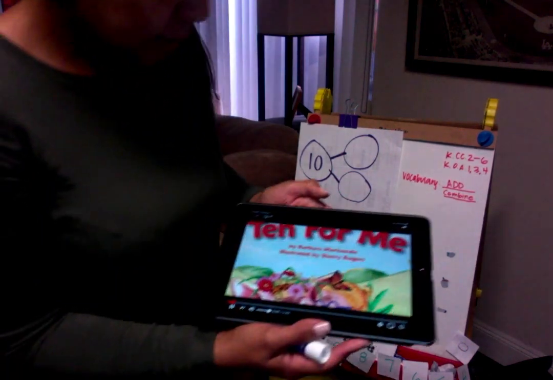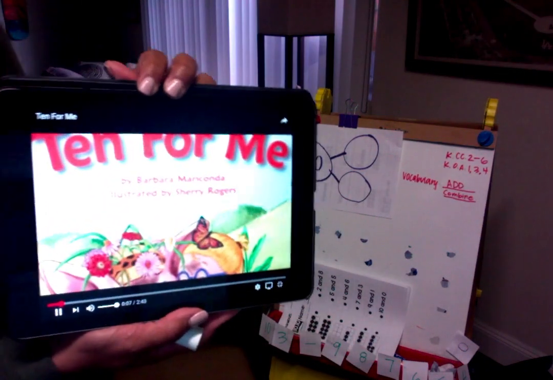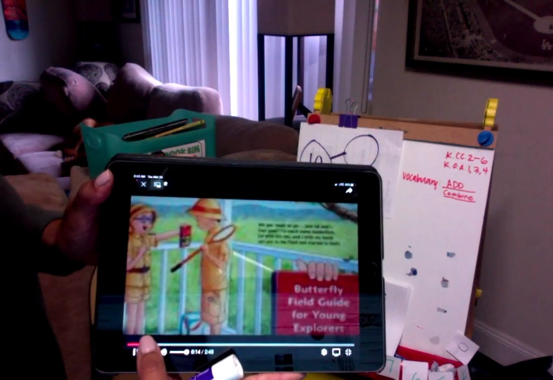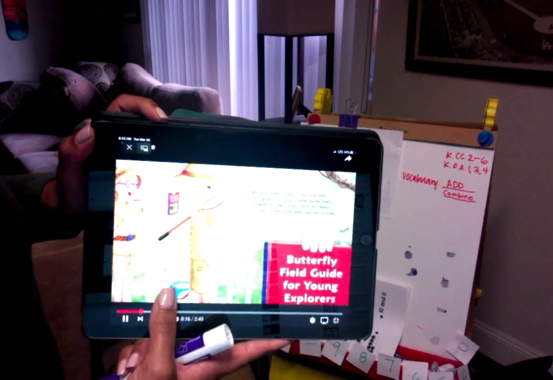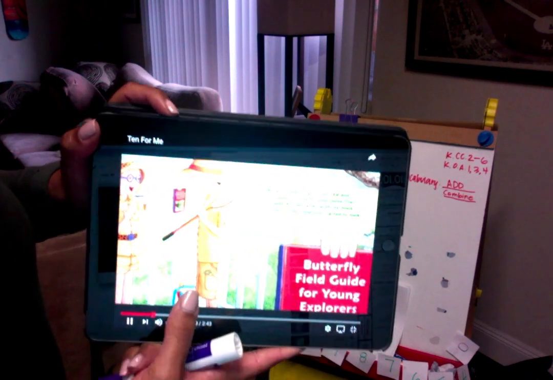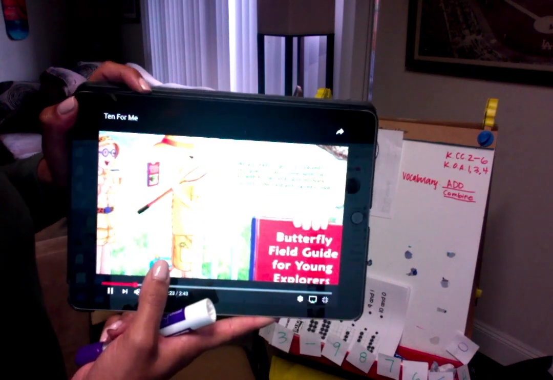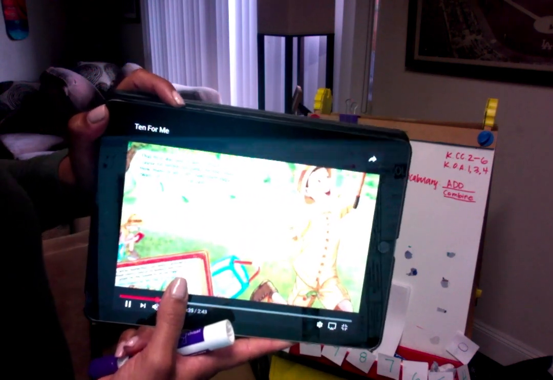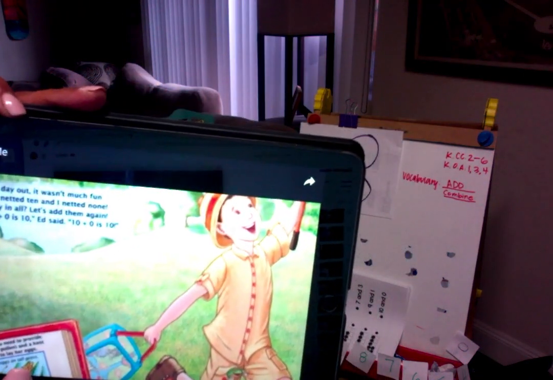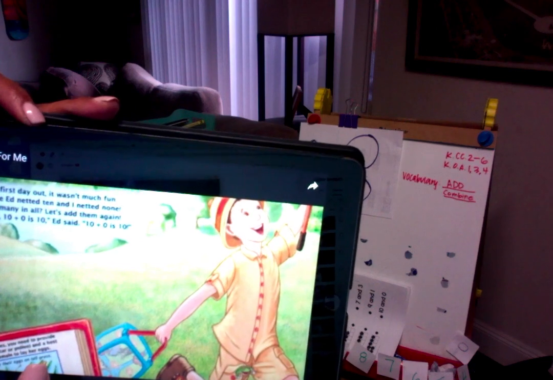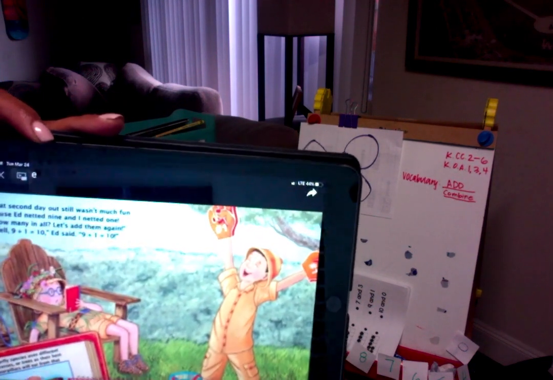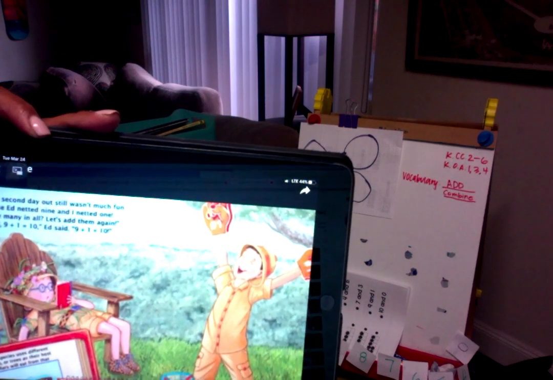All right. 10 for me. Okay. We got ready to go, just Ed and I. Our goal is to catch some butterflies. Ed with his net and I with my book set out in the field and started to look. The first day out, it wasn't much fun. Ed netted 10 and I netted none. How many in all? Well, 10 plus 0 is 10 plus 0 is 10.